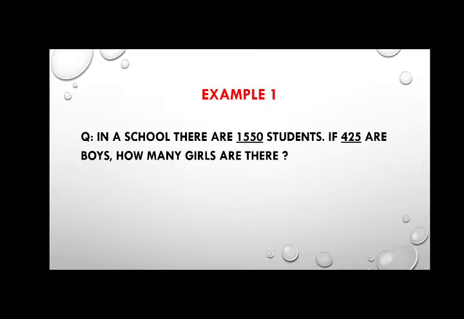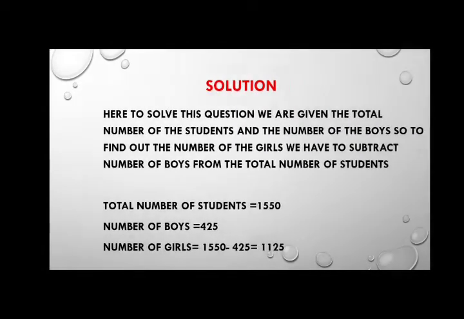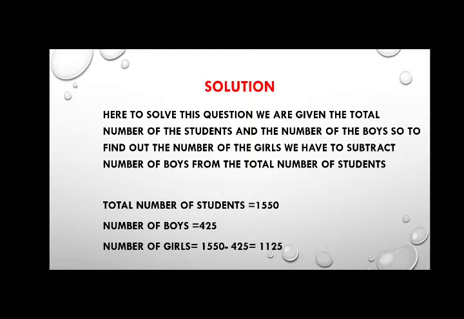Then check it out. What do we have to find? We have to find the number of girls. So what do we require? We are required to subtract the number of boys from the total number of students. So your statement should be like this. Total number of students is equal to 1550. Number of boys is equal to 425. Number of girls is equal to 1550 minus 425, and the answer is 1125.